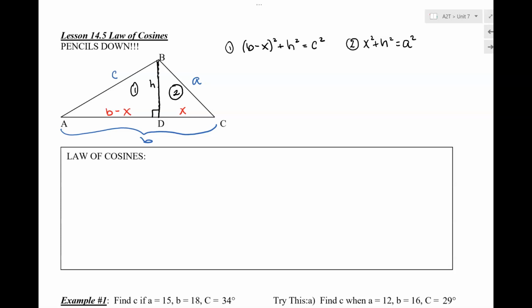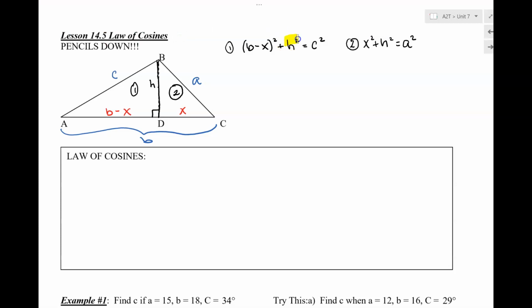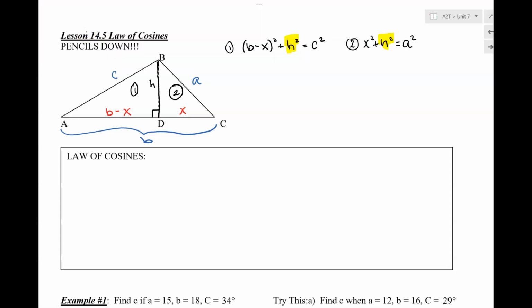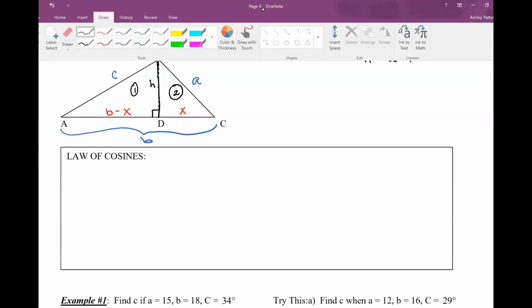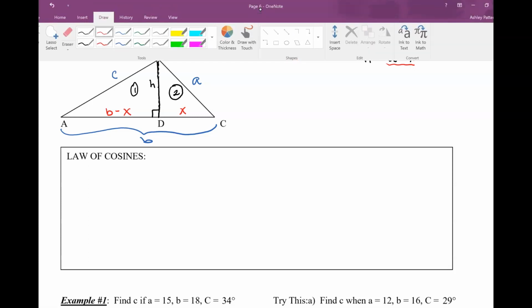I'm going to try to get my equations to only be little a, little b, little c. And right now I'm seeing that they both have an h squared. So if I could potentially isolate h squared in one of these, I could substitute it in. We've done this before. Okay, and on the right-hand side, I think the easiest thing for me to do would be to subtract x squared to the other side. So then if I have that, I could take this quantity and substitute it in there. Sweet. All right, let's do that and see where it leads us.